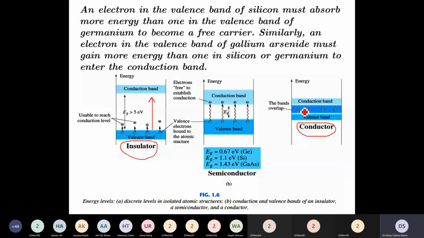However, in the conductor case, the valence band and the conduction band are located very close to each other, and in some cases they are also overlapping. Therefore, they require a very small amount of energy. Even our normal room temperature would be enough to push the electrons from the valence shell to the conduction shell in the conductor case. Now, in the third case, we have the semiconductor.